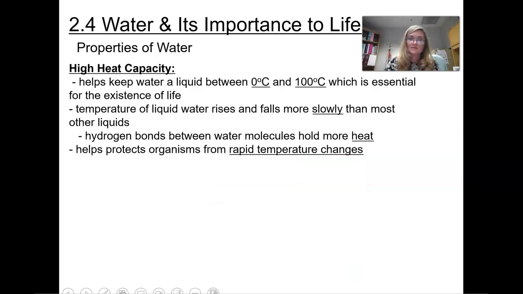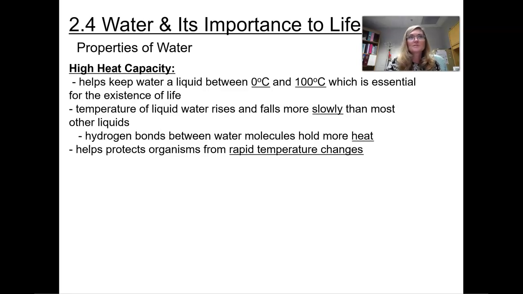Heat capacity is going to be another thing that water has. So, high heat capacity. This helps to keep water liquid between 0 and 100 degrees Celsius, and it's essential for the existence of life. The temperature of liquids is going to rise and fall slowly because of this high heat capacity. Basically, the hydrogen bonds between the water molecules hold more heat and then help to release it slowly if it is hot. If it's cold, it's going to take a lot of energy to come in and warm it up. And so this helps protect organisms from rapid temperature changes.